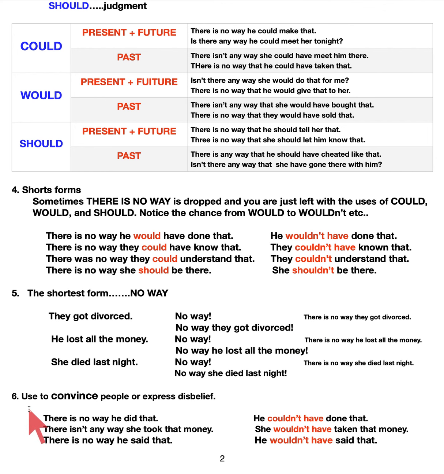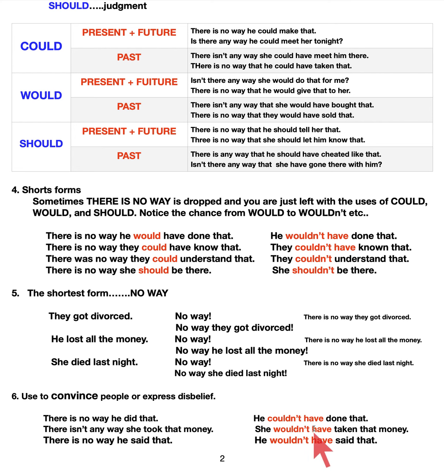Finally, it is used to convince people or express disbelief. You often find this in police shows and murder mysteries. You know, he couldn't have murdered her. I wouldn't have done that. He wouldn't have done that. So there's many ways. There's no way he did that. He couldn't have done it.